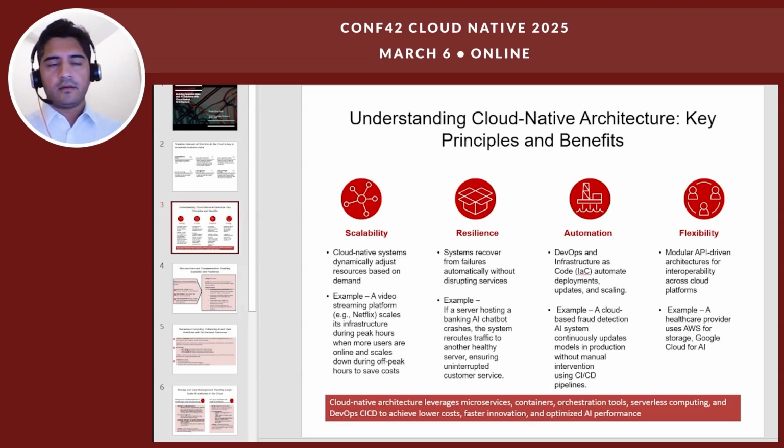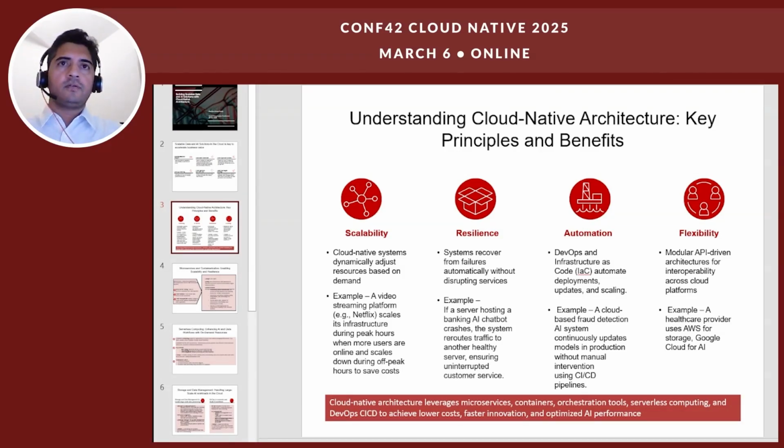And automation: we cannot separate automation from DevOps and CI/CD. Part of it is infrastructure management, which is infrastructure as code, very important to automate deployments. And finally, flexibility is super important here, because we need interoperability across various cloud providers as we are going on the multi-cloud journey. Now, to sum up the cloud native architecture, it leverages microservices, containers, serverless computing, DevOps CI/CD, and orchestration tools to help us achieve cost efficiency, innovate faster, and optimize performance.